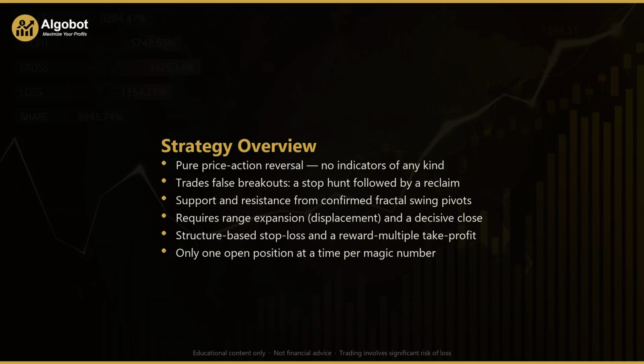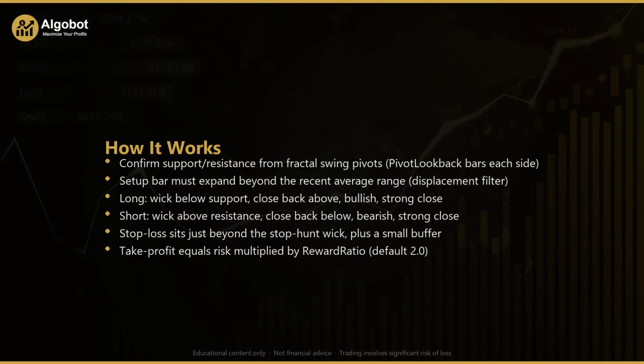Because it measures momentum from the candle itself rather than from an indicator, every decision is grounded in what price actually did. This style suits traders who appreciate clean, rules-based reversal logic and who prefer structure-based stops and targets over indicator soup. It's patient by design. It ignores quiet, average-sized bars and only acts on decisive displacement. Remember, everything here is for educational purposes only, so we're exploring how the logic is built, not making any promises about results. Let's walk through the exact mechanics, step by step.